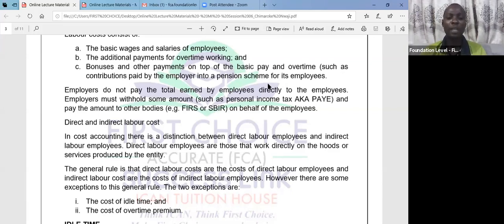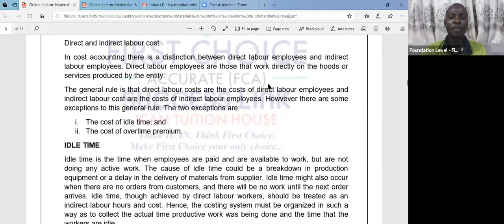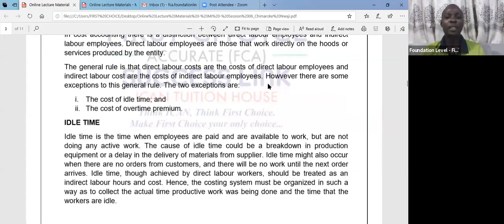But these two exceptions are called the idle time and the cost of overtime premium. So let's look at them now. What is idle time? Idle time is the time when employees are not doing any active work.